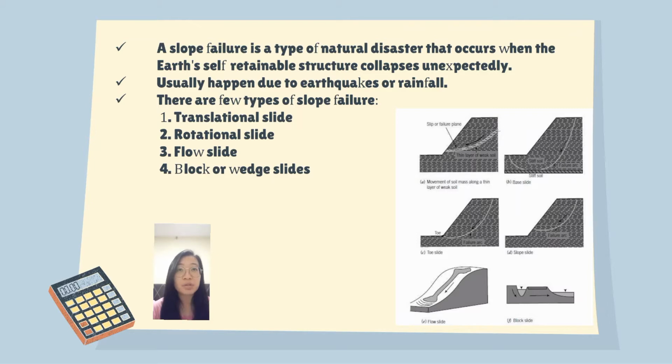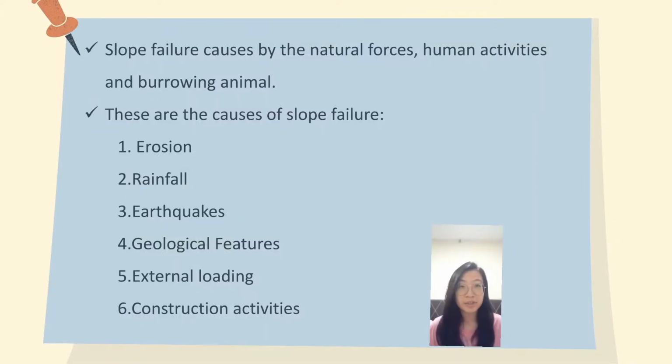There are a few types of slope failure, which are translational slide, rotational slide, flow slide, and block or wedge slides. Slope failure is caused by natural forces, human activities, and burrowing animals. These are the causes of slope failure: erosion, rainfall, earthquakes, geological features, external loading, and construction activities.